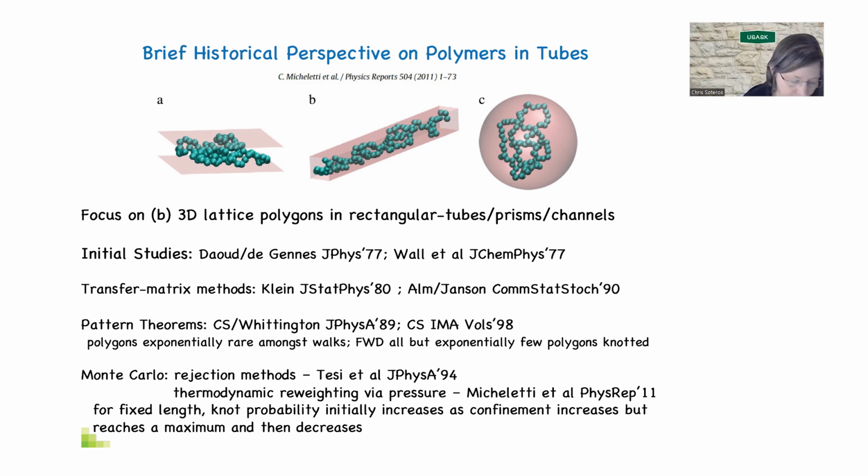The reason the pattern theorem for walks doesn't help in this case, and I had to get a separate pattern theorem for polygons, is that, unlike in the whole lattice, in the tube polygons have a smaller exponential growth rate than walks. In the whole lattice, polygons and walks have the same exponential growth rate.